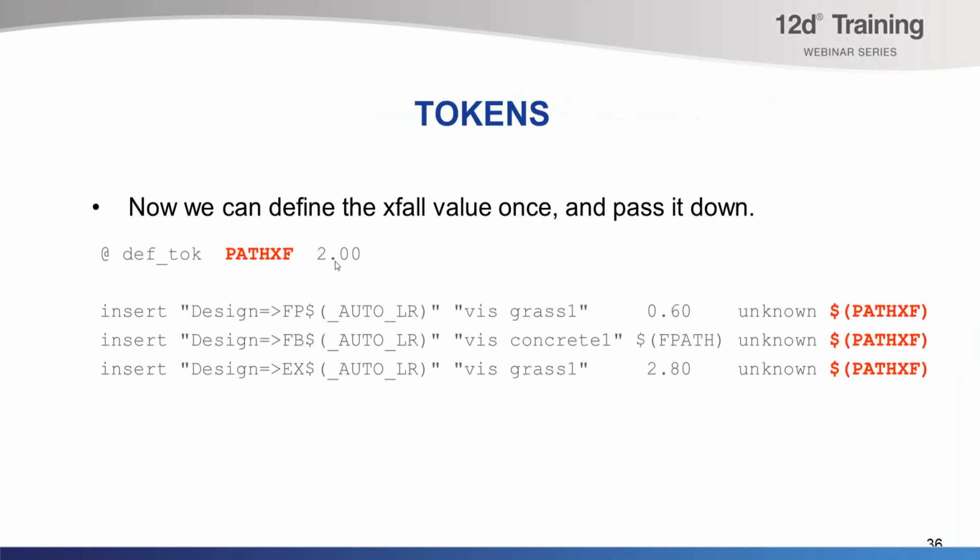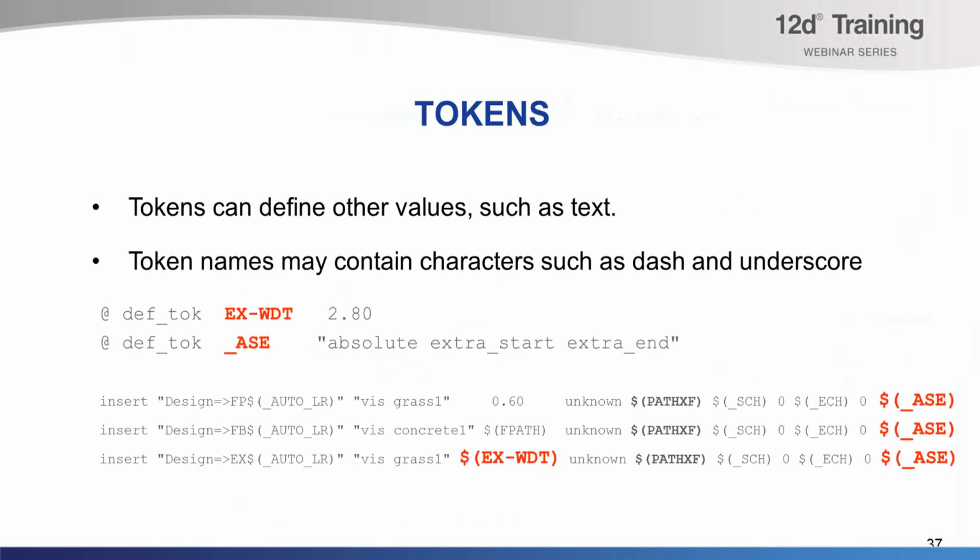So what we can do now is actually define the crossfall value once. We can define the token as path crossfall with a value of 2, and we can pass that down into our modifiers. Now, if we want to change that later on, we can actually just go in there, change that number to 3 or 4, and that'll automatically pass down. Tokens can define other values as well. It's not just restricted to numbers. We can define text. So on all our modifiers, we've got absolute, extra start, extra end. We can replace all that with a simple token. Tokens as well they don't just have to be a single word. You can use dashes, underscores, numbers, letters, that type of thing.